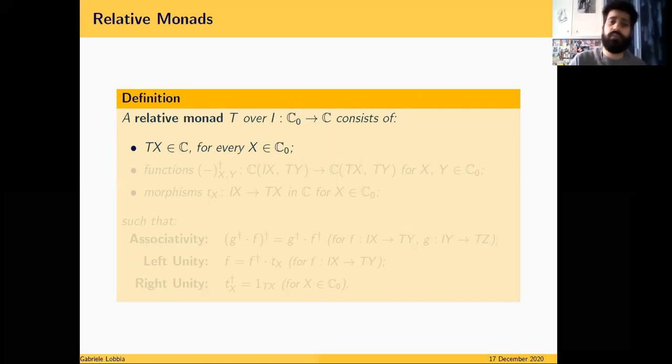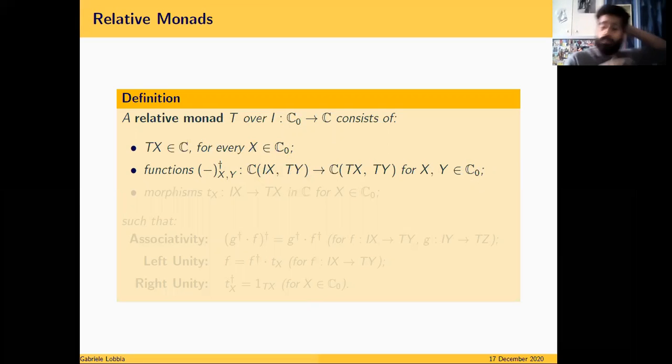So we define a relative monad over this functor as follows. First of all, for any object x in C naught, we want an object tx in C. Careful, we don't need a functor, we just want an assignment on objects. Then for any pair of objects x and y in C naught, we want a function which takes a morphism in C from ix to ty and gives back a morphism from tx to ty. It's sort of an extension. In the presheaf case it would be the Kan extension. You can just see it as this operation that takes a map from ix to ty and extends it in some sense to tx and ty.